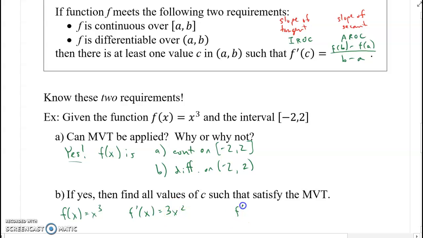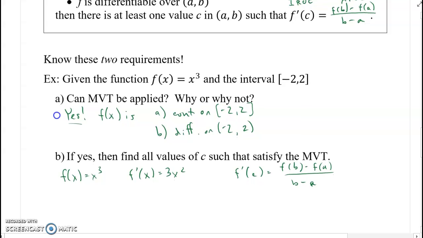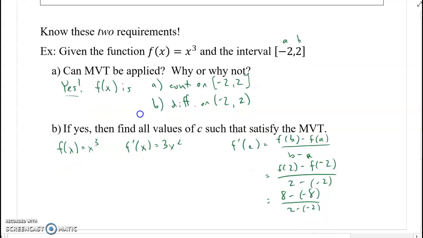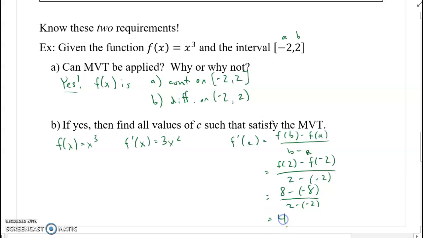So the f prime of c equals f of b minus f of a over b minus a. We're going to try to solve for c in that equation. We are going to put -2 in for a and +2 in for b, and we get f of 2 minus f of -2 over 2 minus -2, which is 8 minus -8 over 2 minus -2, or 16 over 4, which is equal to 4. So we need to figure out when is the derivative equal to 4.